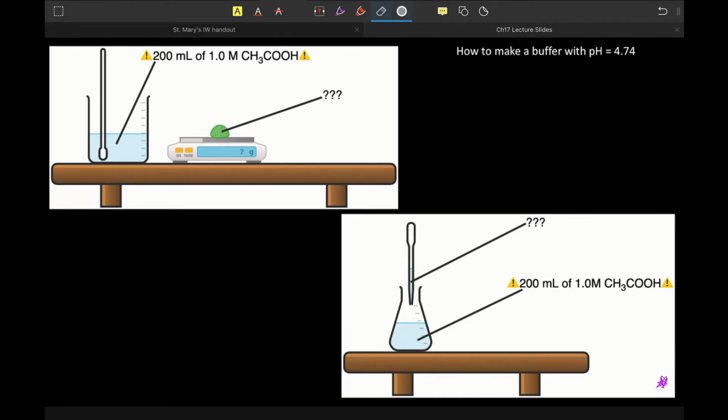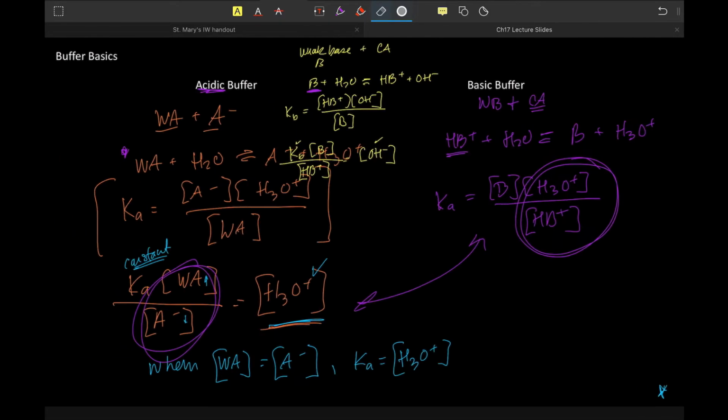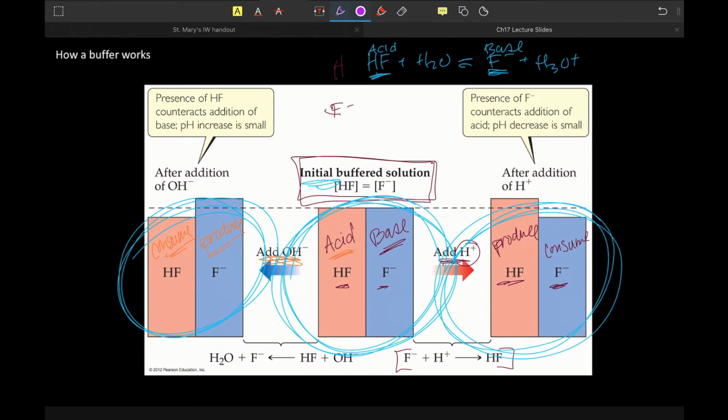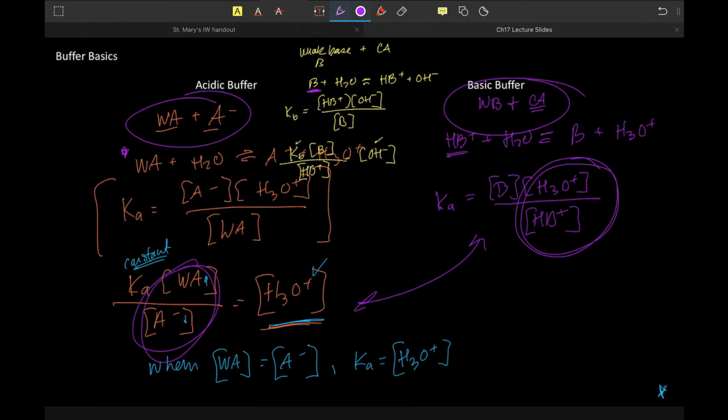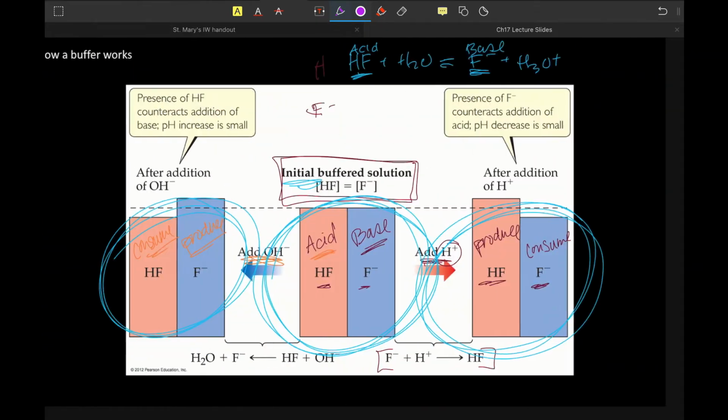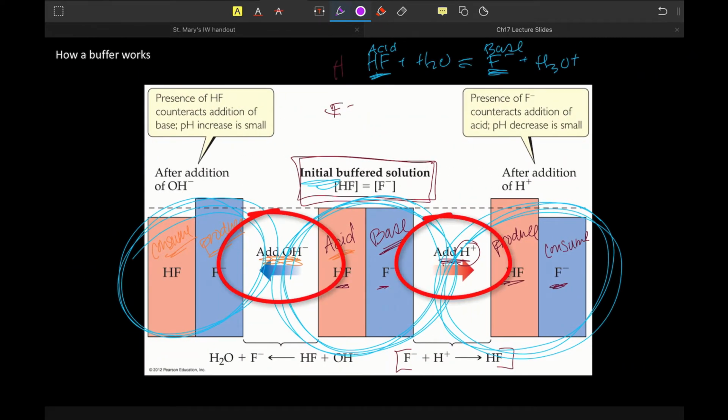So we talked about what a buffer is, right? A buffer is something that's composed of a weak acid and its conjugate base, or a weak base and its conjugate acid, right? Because in that scenario we have an acid and a base coexisting in a solution, not consuming each other, that means we can add strong acid or strong base, and they can be consumed, right?